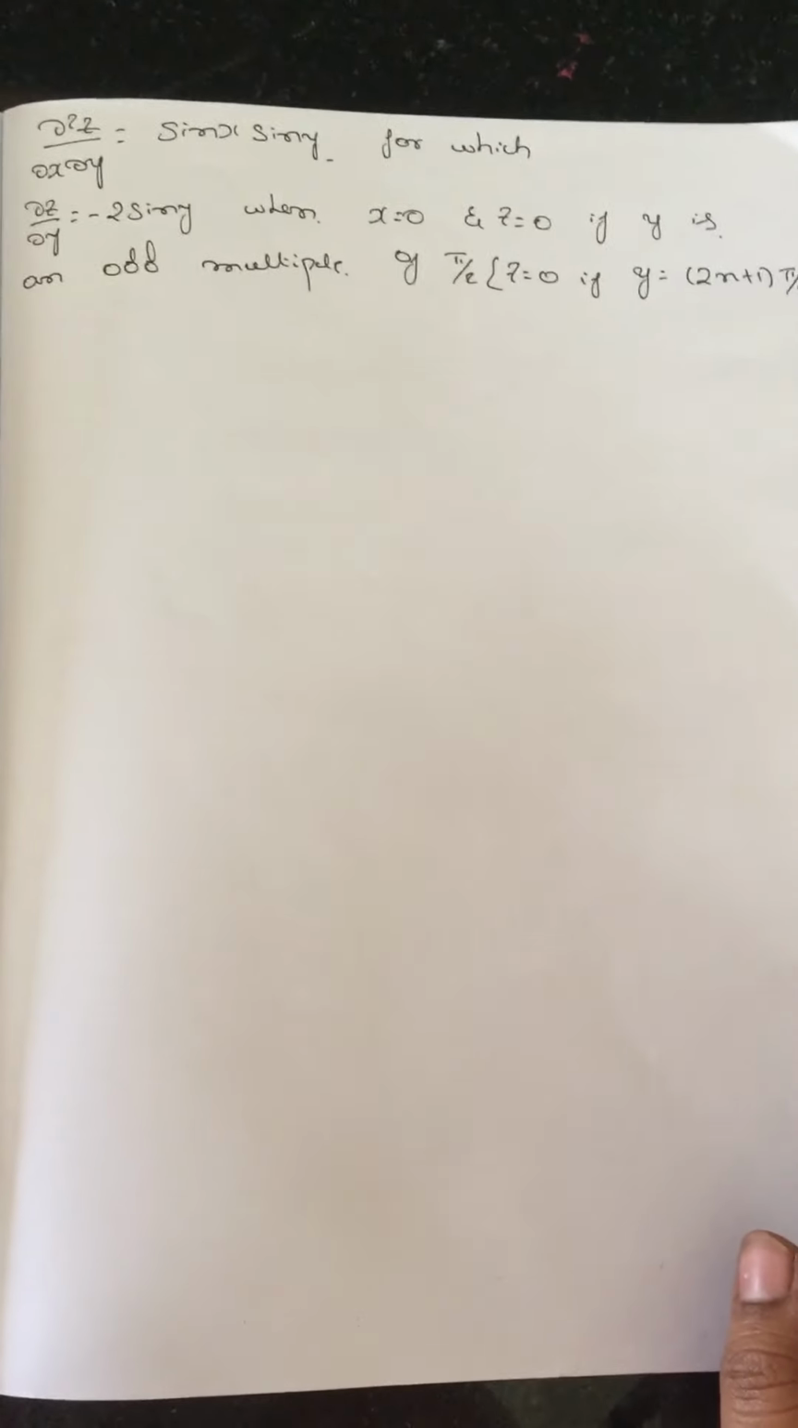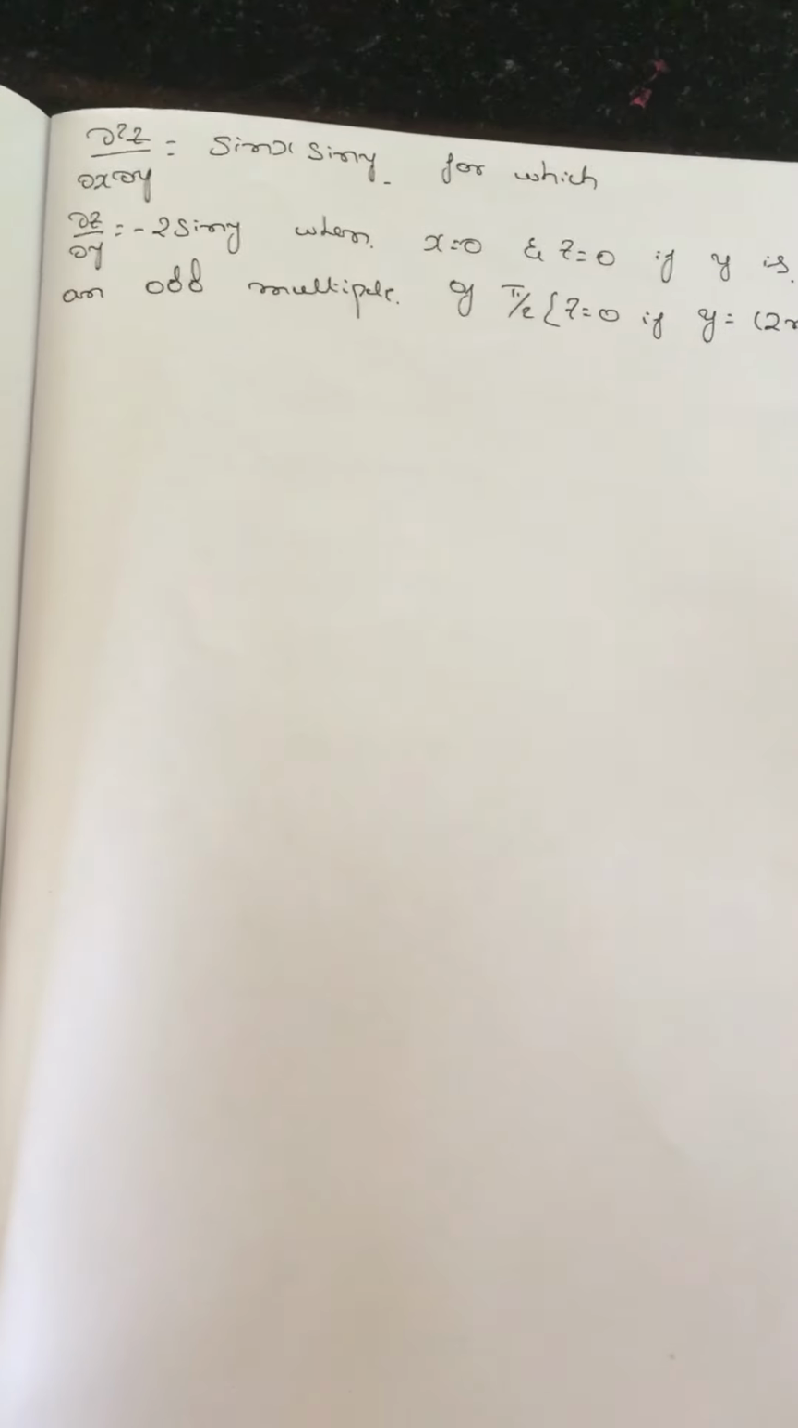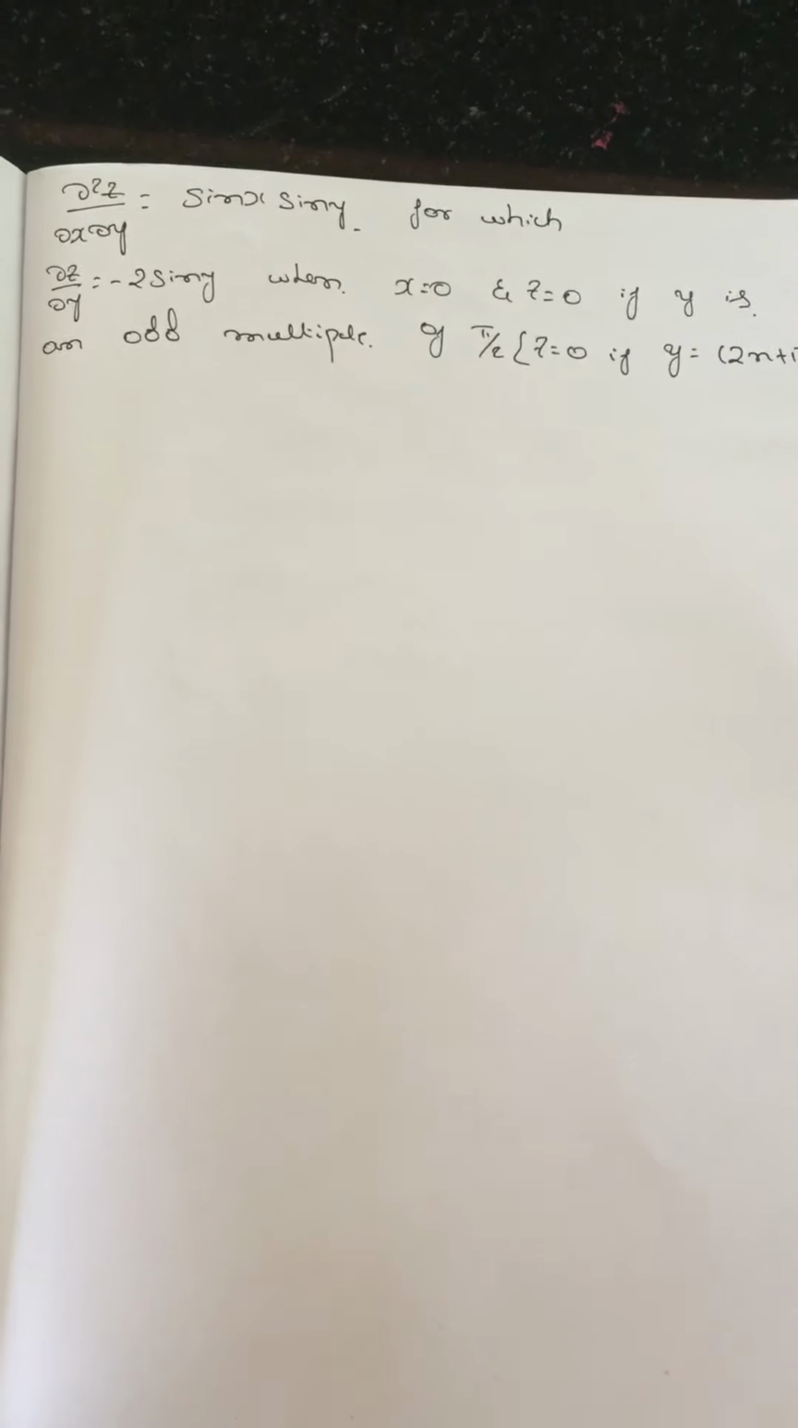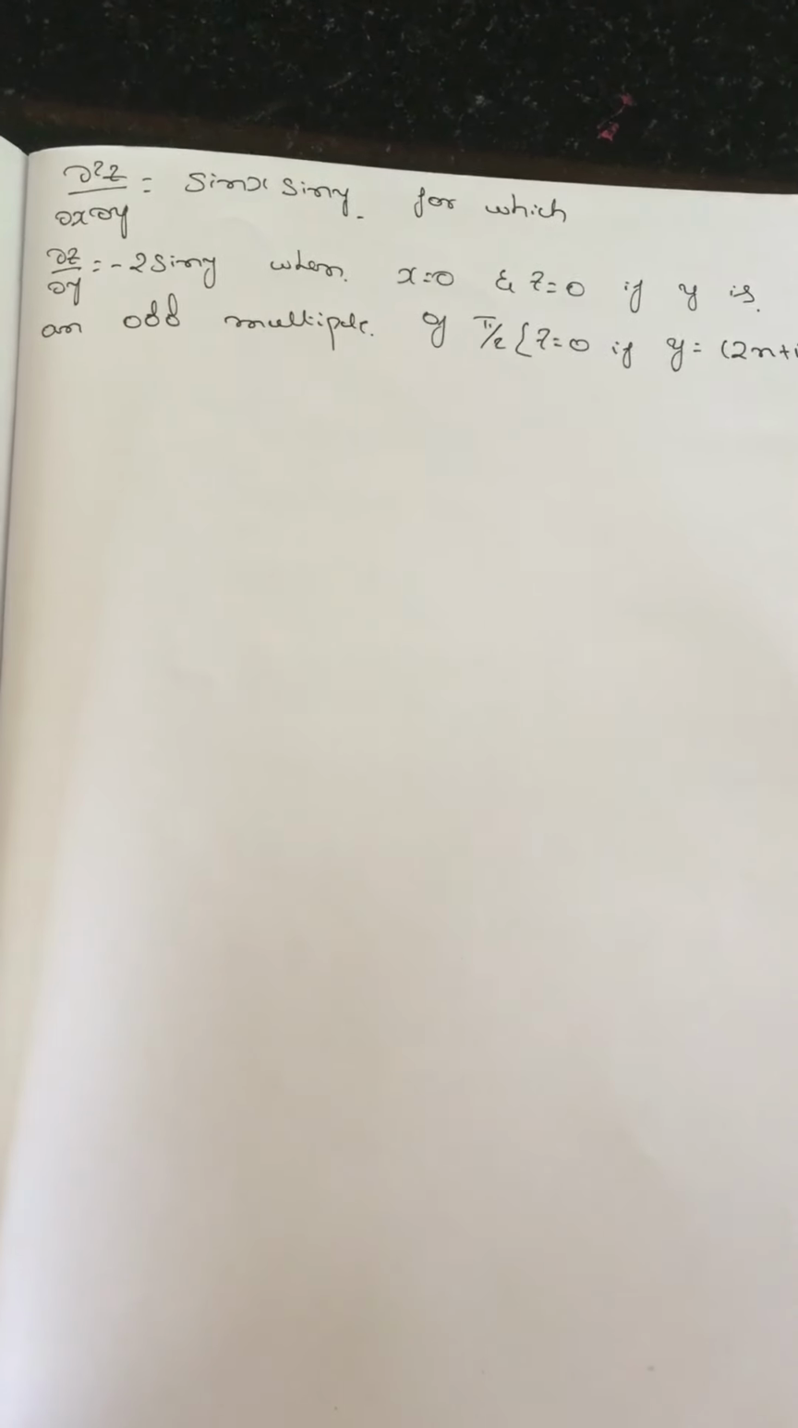Now here in this problem, the problem is del square z by del x del y, which is equal to sin x into sin y, for which del z by del y is equal to minus 2 sin y when x is equal to 0, and z is equal to 0 if y is an odd multiple of pi by 2. Odd multiple of pi by 2 means 2n plus 1 into pi by 2.